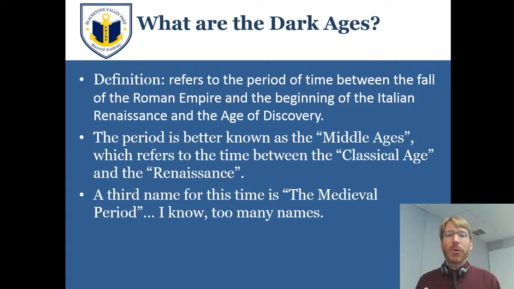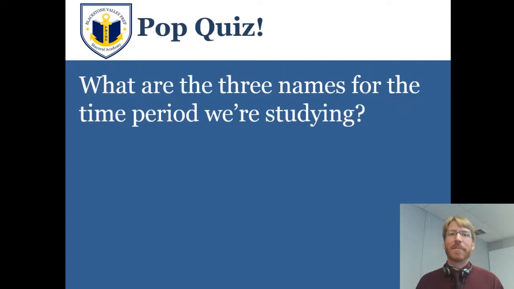There's also a third name for this period, sometimes called the medieval period. This is just to make it as confusing as possible. We have the Dark Ages, we have the Middle Ages, we have the medieval period. They all mean basically the same thing, and it's important that we know that. So, pop quiz. There are three names. What are they?